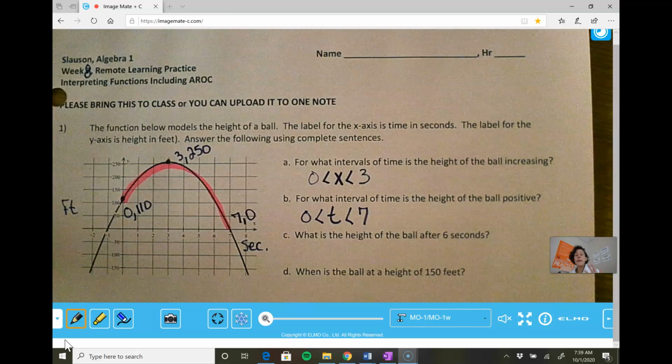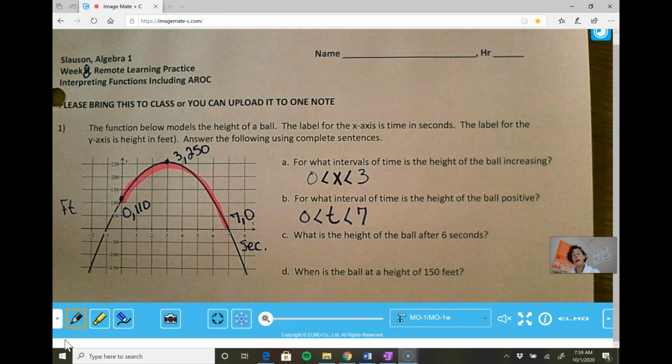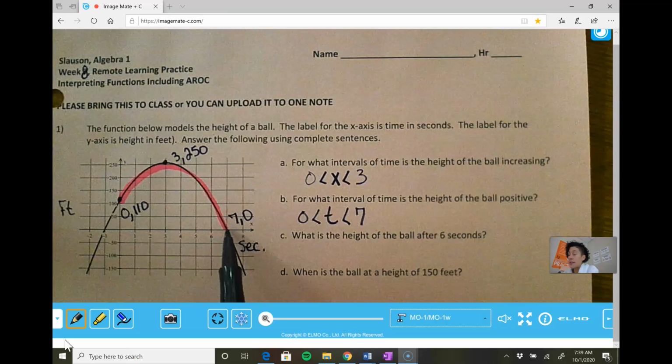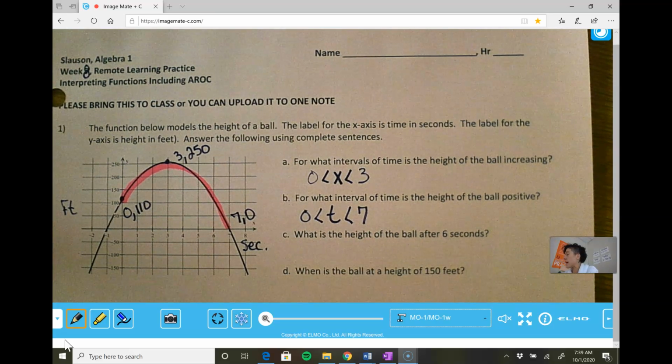And again, we're not underlining. The only time I ever want you to underline these inequalities is when we're talking about domain and range. An example of why I wouldn't underline here is because underlining means I'm including that the height of the ball is positive. And when I get to here, the height of the ball is not positive. The height is 0, and 0 isn't positive or negative. So just some things to keep in mind.